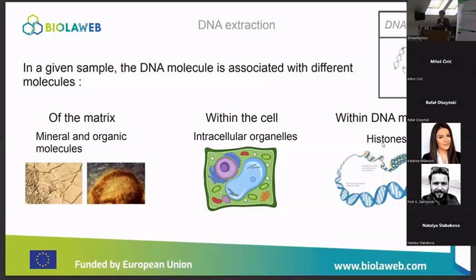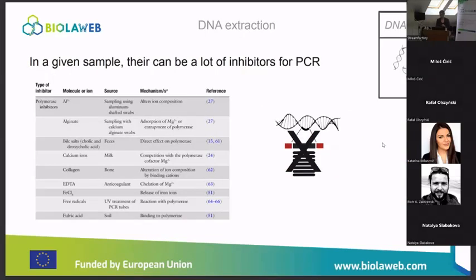It will be also associated within the cells with other molecules. So basically, during DNA extraction, you want to get rid of all of this and only keep the DNA molecule. Also, in a given sample, you can have what we call inhibitors that will make the amplification of the barcode not work. It's really something you don't want because it's a mandatory step for your metabarcoding workflow.